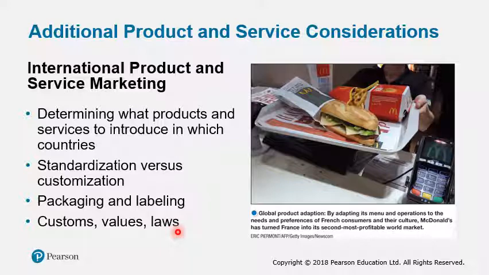So that is the consideration that you need to look into when you are marketing your product or services in the international area. All right, so with that we finish our chapter 6.